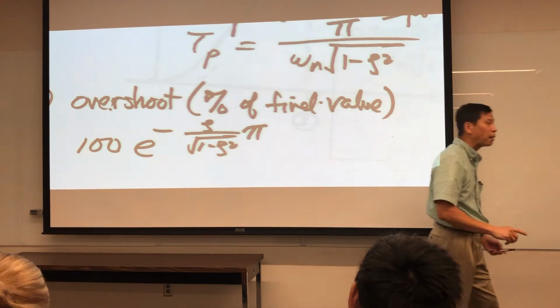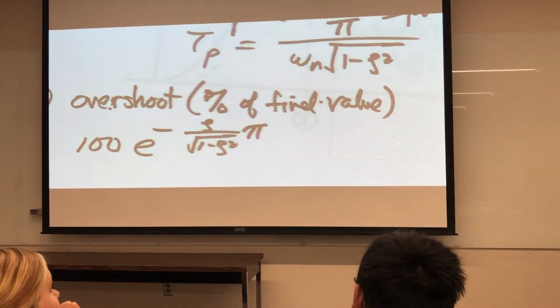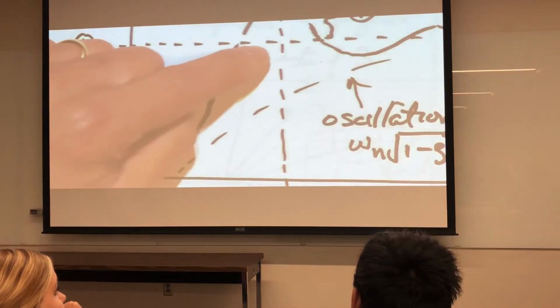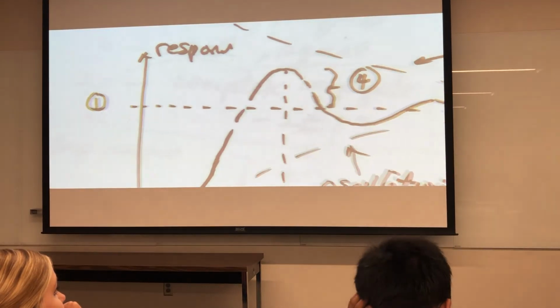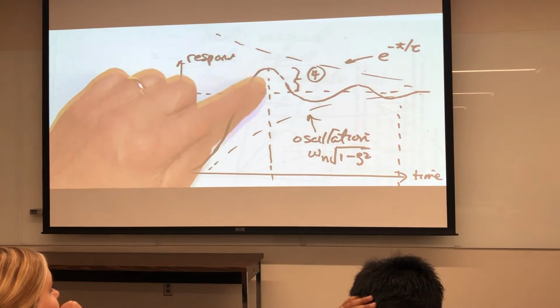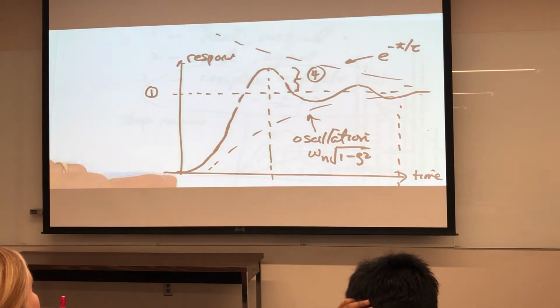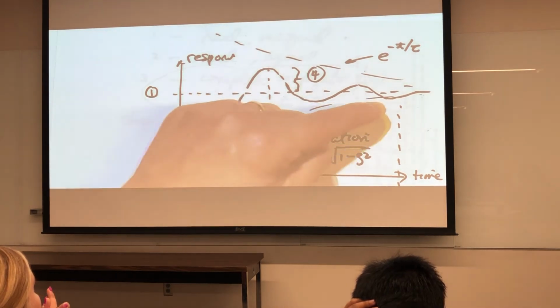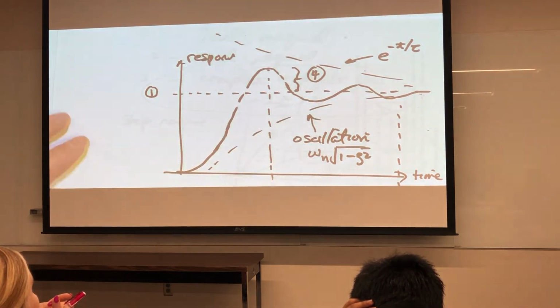So if there's no damping at all, the overshoot will be just as big as this. It'll be a sine wave that just oscillates around some value, up and down, up and down. Okay, it's 100%.